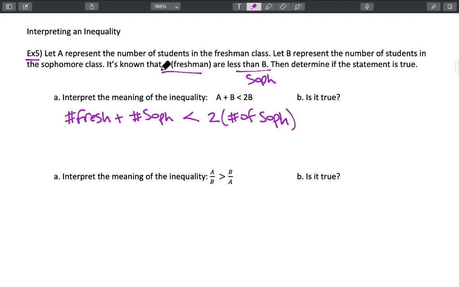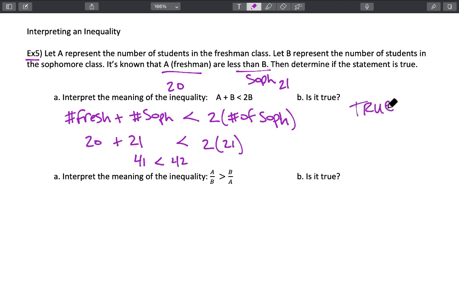All right, so let's think about this now. We know that the number of freshmen is less than the number of sophomores. So let's just make up some small numbers here. Let's say there's 20 freshmen and there's 21 sophomores. So 20 plus 21 has to be less than 2 times 21. Is that a true statement? Yeah, that's going to give us 41, which has to be less than 42. So this is a true statement as long as our number of freshmen is less than the number of sophomores.